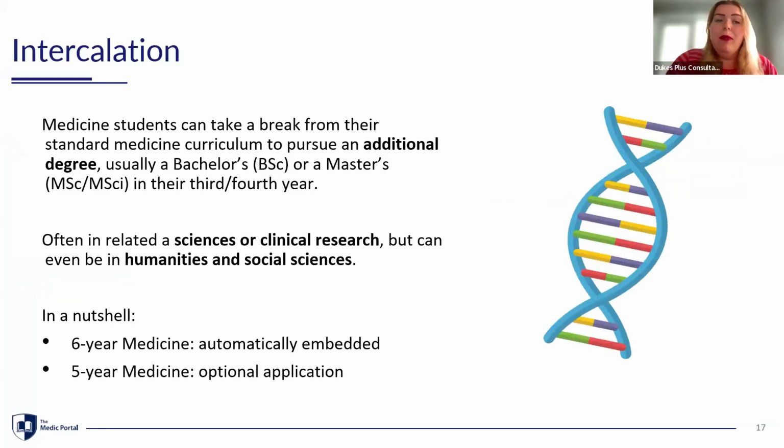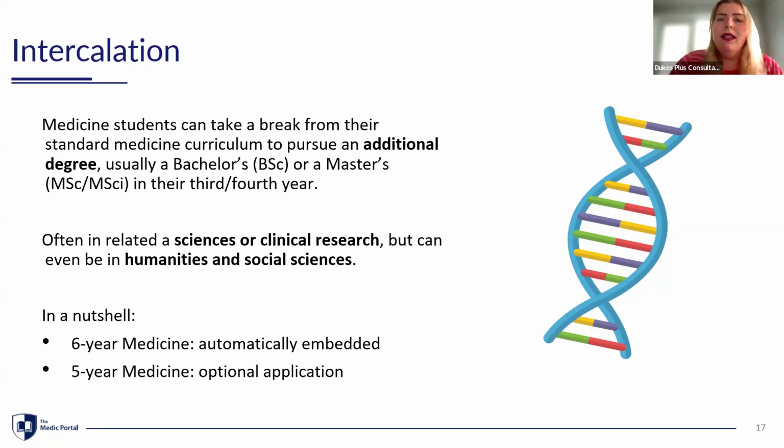So the first one I'm going to talk about is intercalation. Now, it sounds like a long, fancy word, but it's a wonderful opportunity for students who really want to take advantage of their time studying medicine to give themselves an extra year to potentially gain an extra qualification, an extra bachelor's or a master's degree. It is an opportunity for students to essentially pause their medical studies for a year, typically between their 3rd and 4th year, though this can change depending on the university.